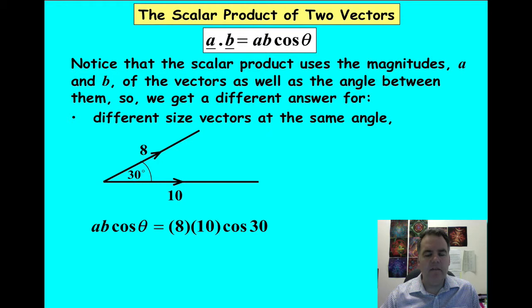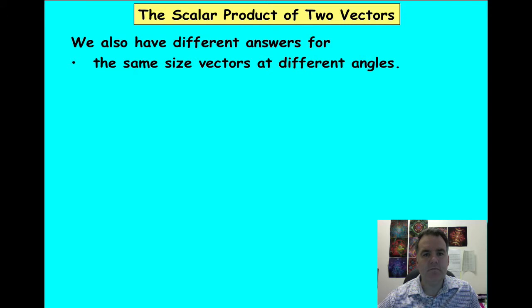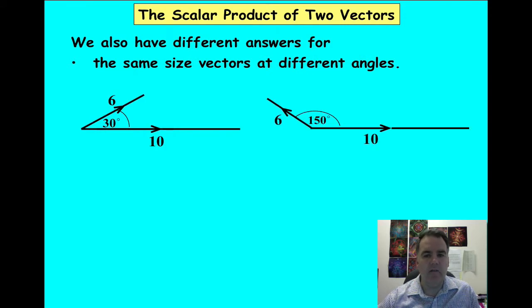Let's look at some examples here. For this one, we've got a vector of length 8, length 10, and the angle is 30 degrees. Then the dot product or the scalar product is 69. In this case, we do the same thing, and the dot product is 52. Notice that it uses the magnitudes of the vectors as well as the angle between them. So we'll get different answers for different size vectors and the same angle. If we have the same size vectors and different angles, we'll also get different answers.